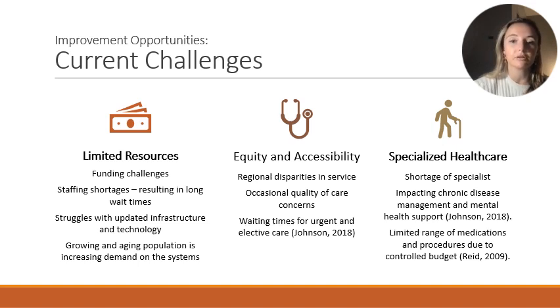Lastly, specialized healthcare presents its own set of challenges. While these services are vital for many patients, accessing them can be complex and very time-consuming, leading to delays in overall treatment. The NHS controls its budget by controlling the range of tests, medications, and procedures. This, in turn, has the most impact on chronic diseases and the aging population. Along with this, people feel as though there is a lack of mental health support.